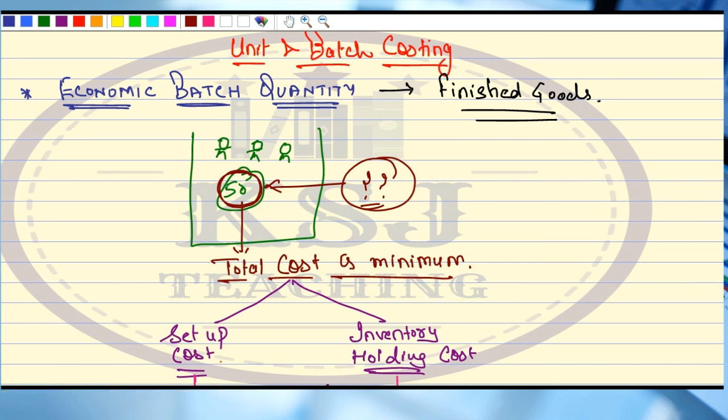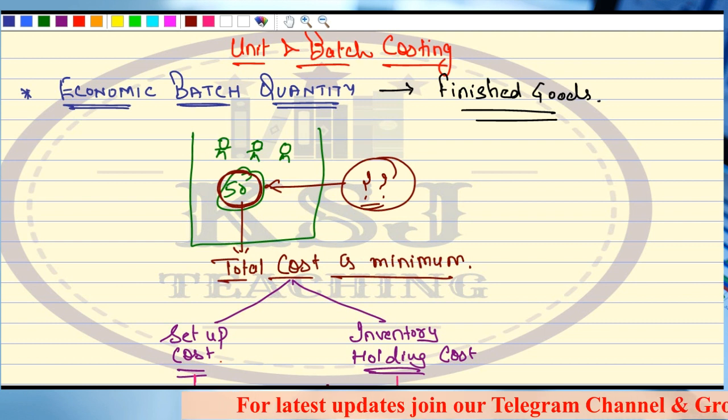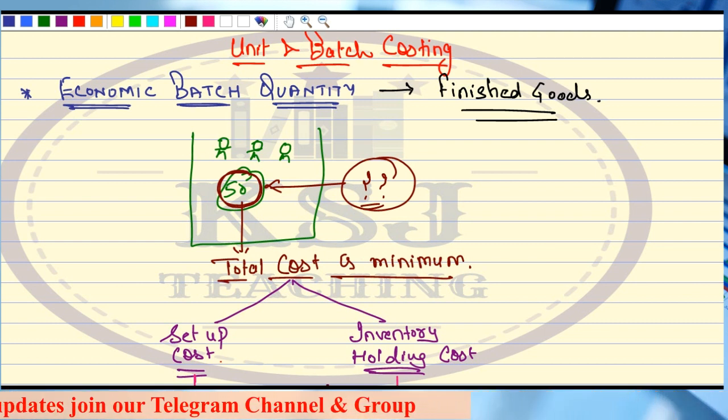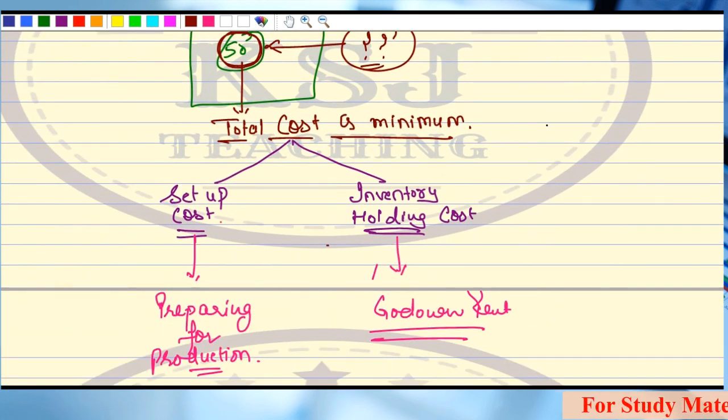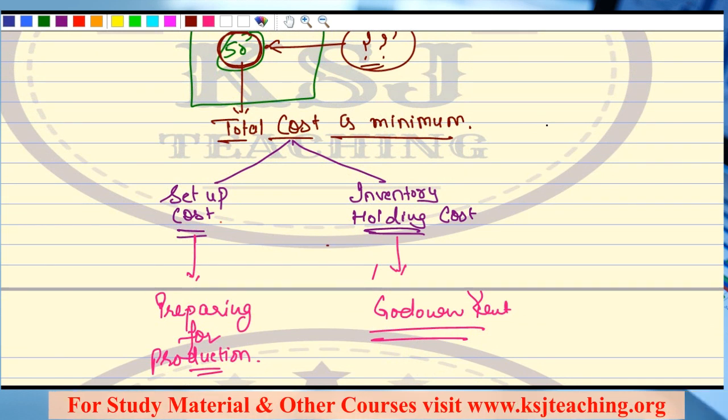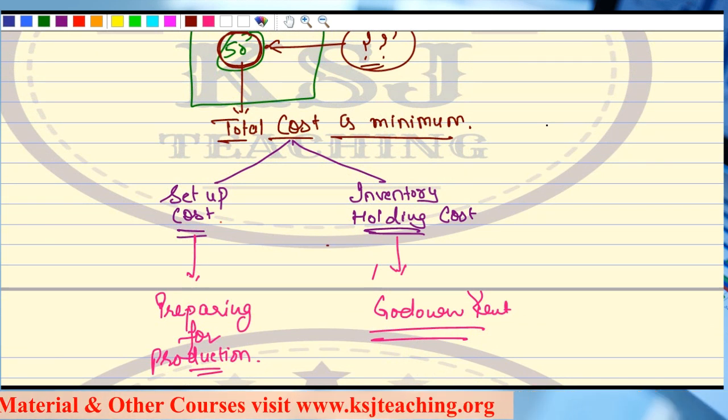Clear? The students who are sitting in the classroom are your finished product, right? They are going to be processed into the finished product, that is a chartered accountant. Now, how many chartered accountants, how many students should be accumulated in one batch? This should be taken care of, right? Two things to be considered. One is the setup cost, the other thing is the inventory holding cost.